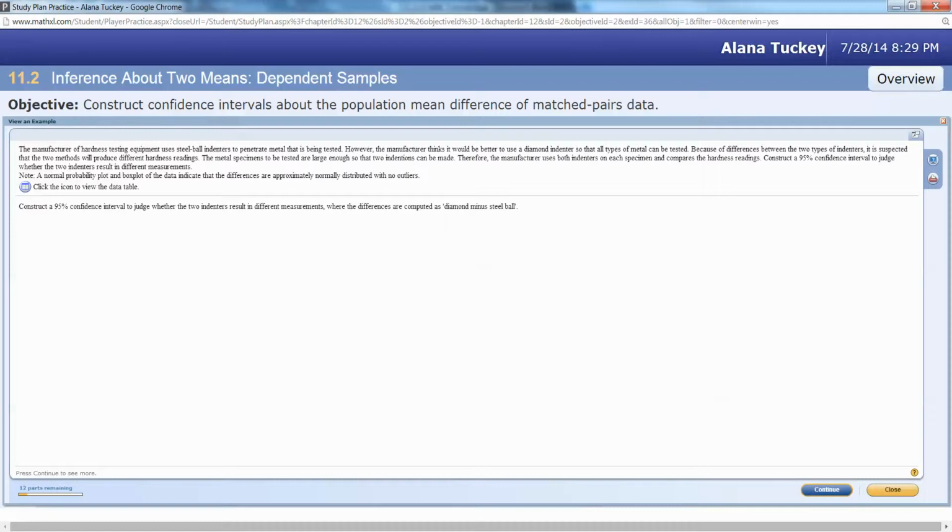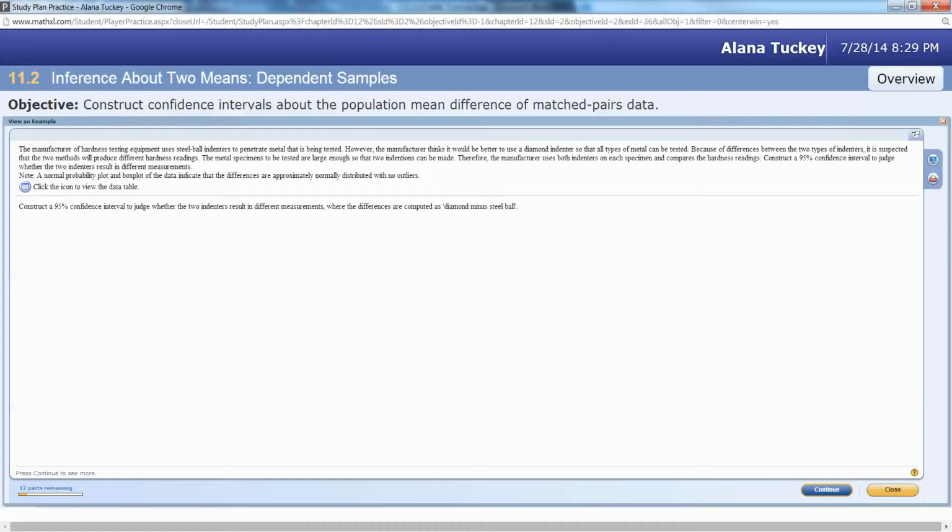Because of differences between the two types of indenters, it is suspected that the two methods will produce different hardness readings. The metal specimens to be tested are large enough so that the two indentations can be made. Therefore, the manufacturer uses both indenters on each specimen, compares the hardness readings to construct a 95% confidence interval to judge whether the two indenters result in different measurements.